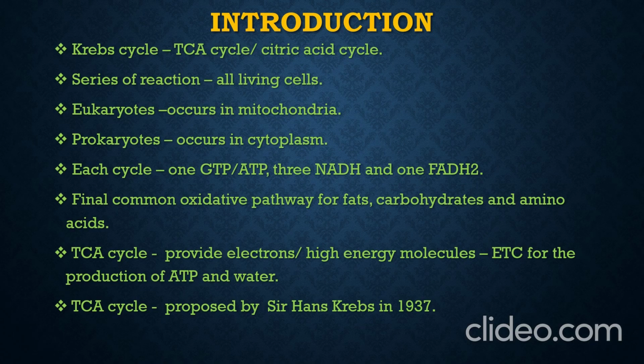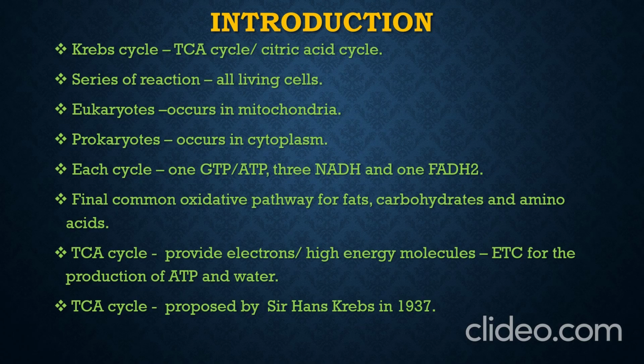The citric acid cycle is the final common pathway for the oxidation of all biomolecules like proteins, fatty acids, carbohydrates, and amino acids. Molecules from the other cycles and pathways enter this cycle through acetyl-CoA. This cycle is also particularly important as it provides electrons, high energy molecules, to the electron transport chain for the production of ATP and water. TCA cycle was proposed by Sir Hans Krebs, a German biochemist, in 1937. He was awarded the Nobel Prize in 1953 for his contribution.